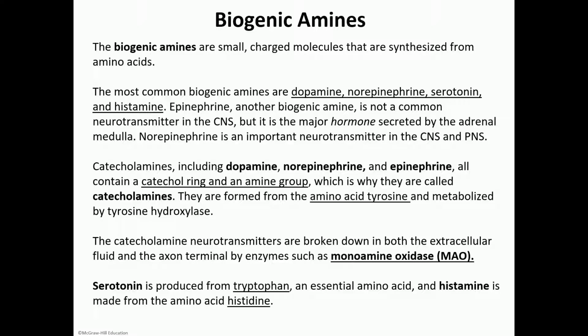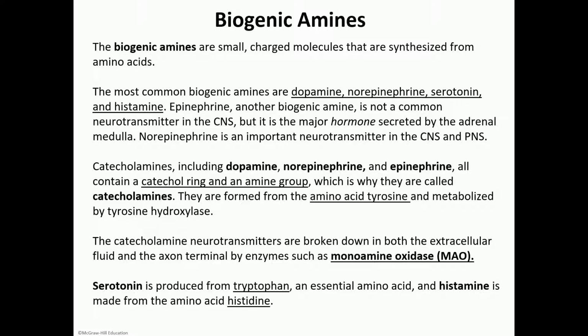Now, the second kind of neurotransmitters slash neuromodulators that we'll be talking about are the biogenic amines. These are synthesized from amino acids. So we'll take an amino acid and change it up a little bit and make these biogenic amines. The most common ones that we have are dopamine, norepinephrine, serotonin, and histamine. A lot of these terms and chemicals are things that we commonly have heard of already. We are now learning their role in the nervous system, which is pretty cool.